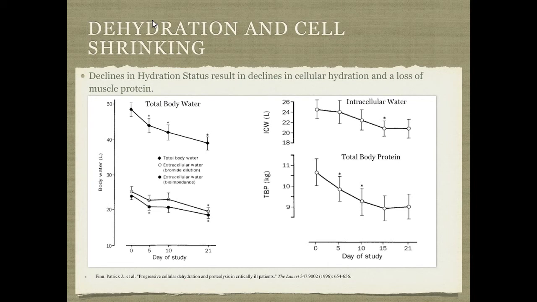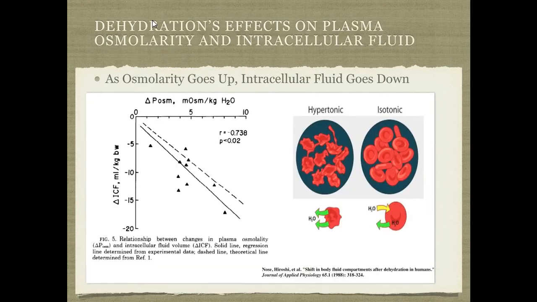One thing these graphs show you is that when total body water goes down and intracellular water goes down, which are the two upper parts of this figure, you look at the lower right, total body protein goes down. So basically, if you have an increase in osmolarity, a decrease in cell hydration, you have a loss of muscle proteins. And again, this is a graph just showing the relationship between increases in osmolarity on the top horizontal axis and decreases in intracellular fluid. So as plasma osmolarity goes up, intracellular fluid goes down, just in the hypertonic state that we see in that figure to the right.